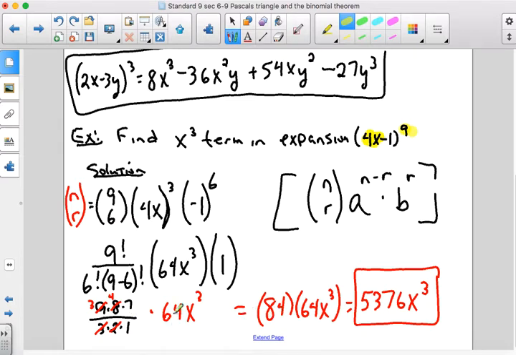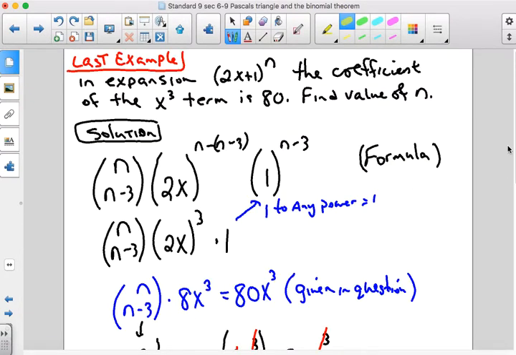84 times the 64x to the third, and then the third term in there would be 5,376 x to the third. So instead of asking you to write the whole thing, sometimes it just wants a specific term. You just have to understand how to do this part right up here, which is part of that formula sheet again.